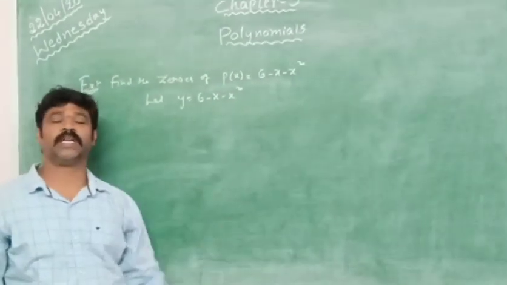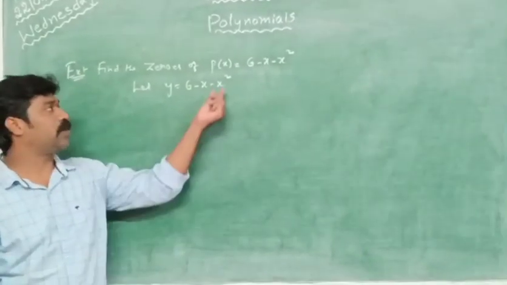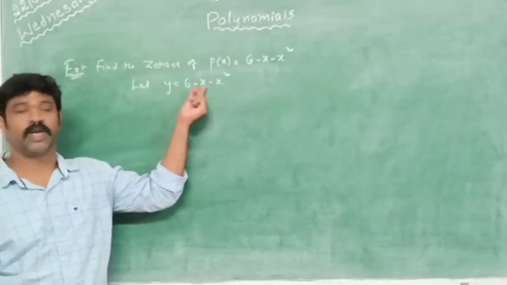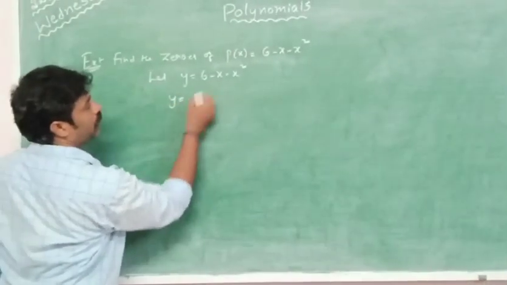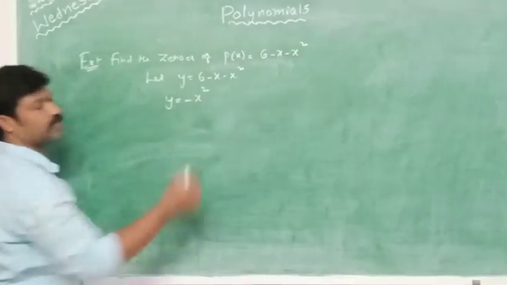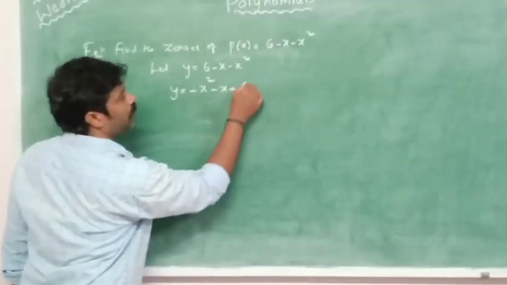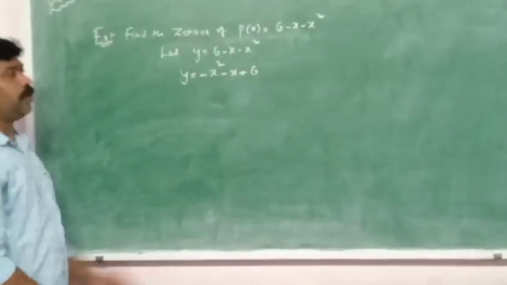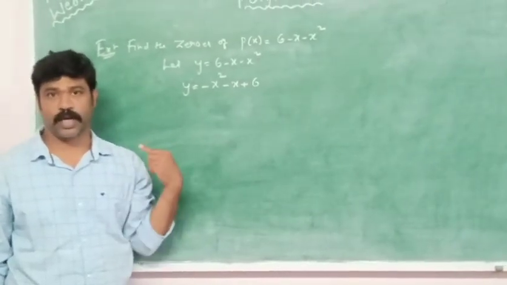General form is nothing but it must be in the form of ax square plus bx plus c. So first we have to write the x square term, then the x term, and then the constant. So we can write y is equal to minus x square, then the x term, and then finally the constant. Now this is the general form of a quadratic polynomial.